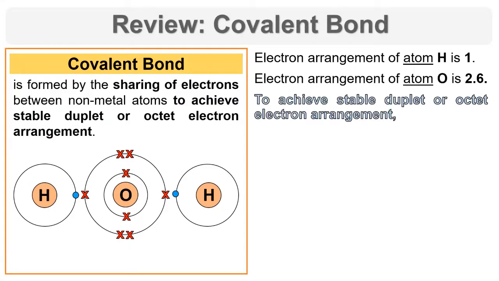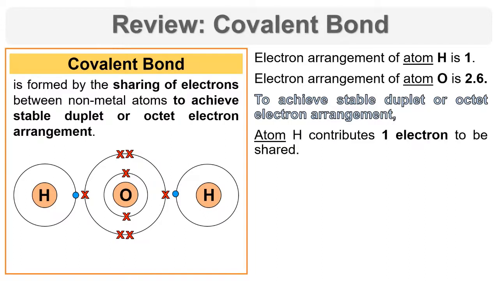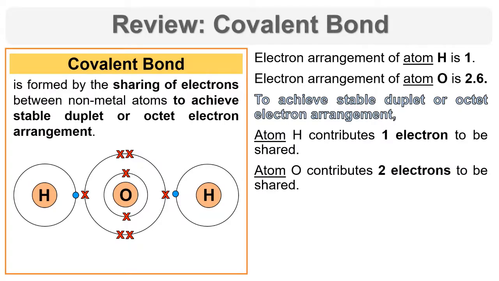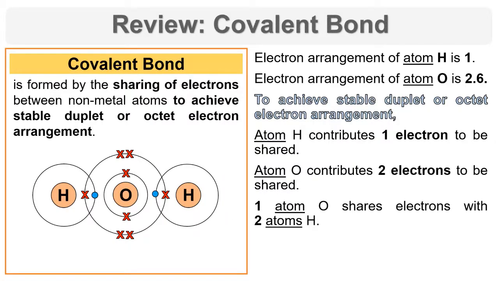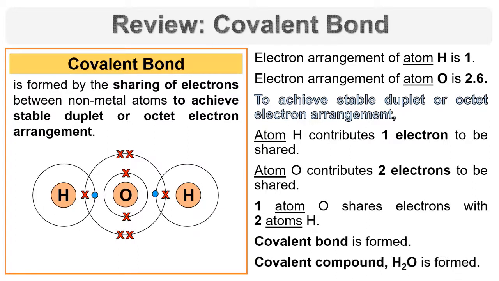To achieve stable duplet or octet electron arrangement, hydrogen atom contributes 1 electron to be shared. Oxygen atom contributes 2 electrons to be shared. 1 oxygen atom shares electrons with 2 hydrogen atoms. Covalent bond is formed. Covalent compound, which is water, H2O, is formed.